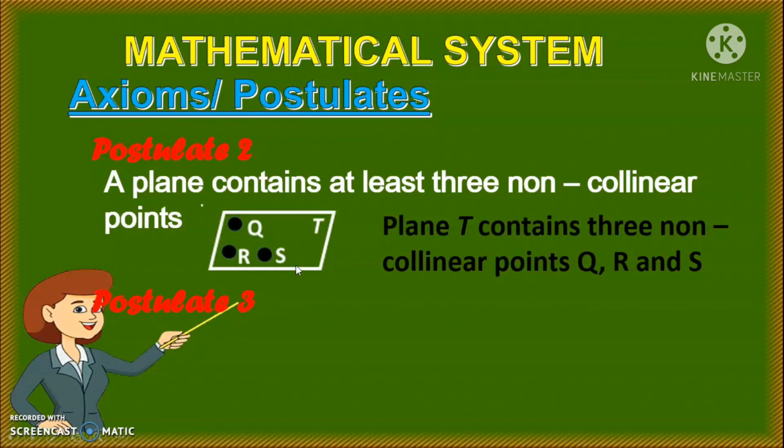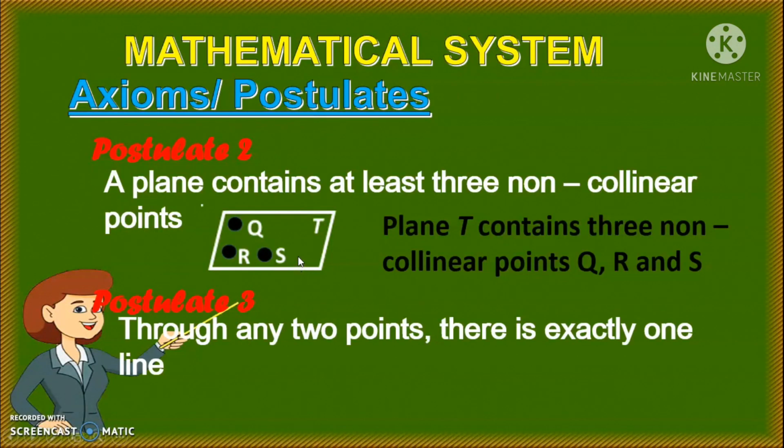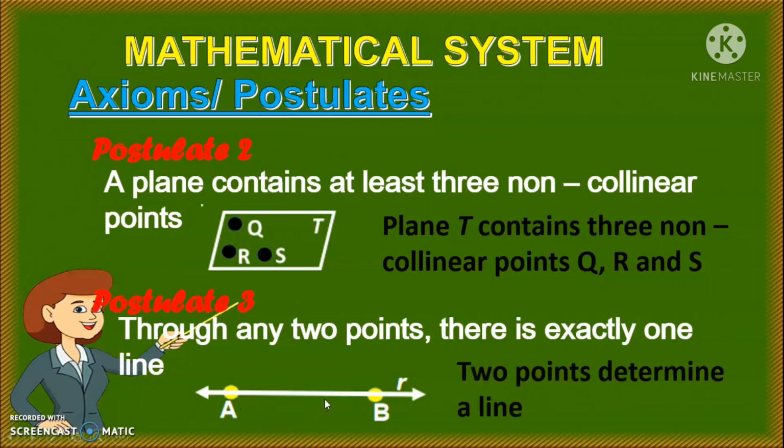Postulate 3: through any 2 points, there is exactly one line. Diba? A line contains 2 points. So, we have an illustration. We have line R or line AB. 2 points determine a line.